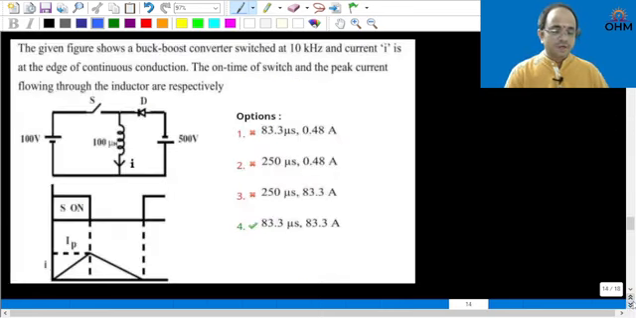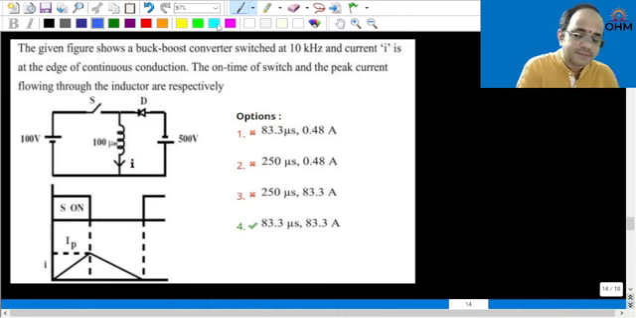Now let us look into another question. This question is based on the buck boost converter. In fact, this is one previous GATE question. The switch is operated at 10 kilohertz. Current I is at the edge of continuous conduction. What is the on time of the switch and peak current through the inductor?